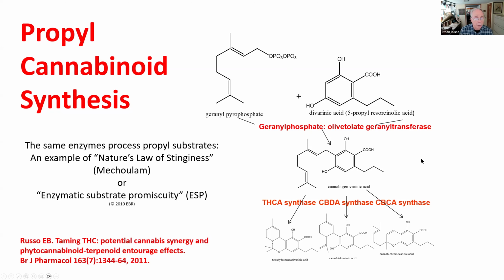The late Professor Mechoulam called this an example of nature's law of stinginess, trying to get the most effects from one mechanism and having these enzymes that are somewhat promiscuous in their ability to produce different end products. I thought of a different name for this, tongue in cheek, enzymatic substrate promiscuity, another form of ESP.